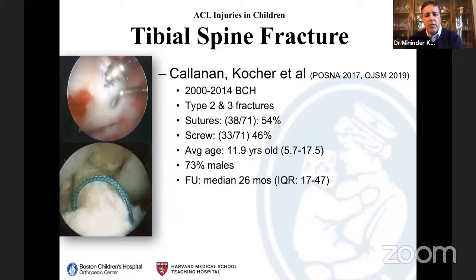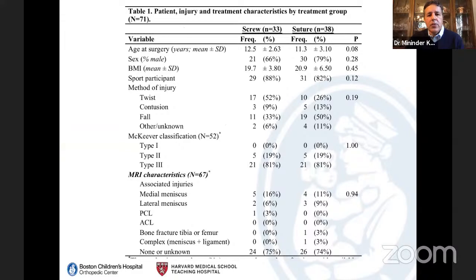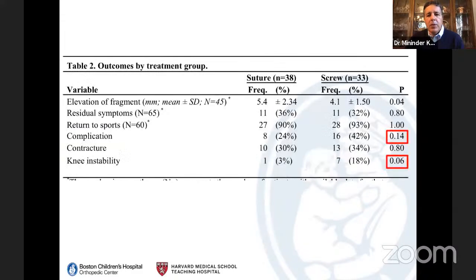Average age was 11.9. Most of these patients were male, and the median follow-up was 26 months. This shows the demographics of our comparative population. And then these are our results.